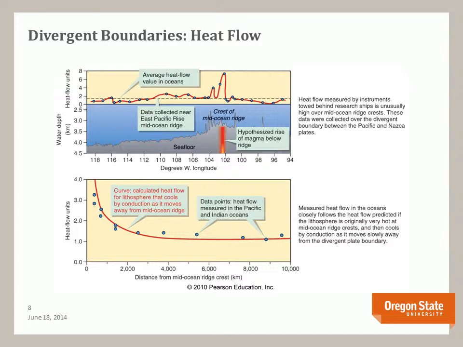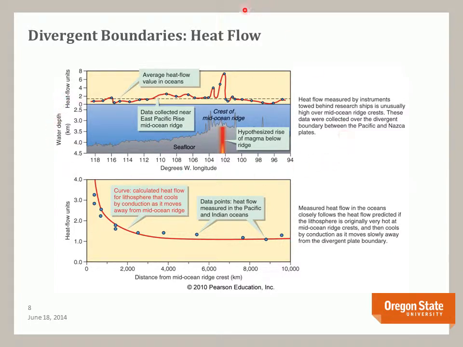So we're going to continue to collect data to help support the idea that divergent boundaries are areas where the ocean floor, or continent in some cases, is spreading apart, and warm asthenosphere is moving up into that boundary and creating new ocean rocks. So let's look at a couple other pieces of data.